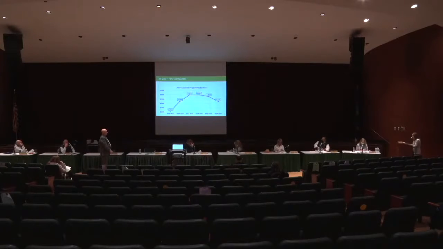This allowable levy growth over the past few years has been, well, this is what it's been. It was the lowest in 2016-17, and now we hit the 2% a couple of years in a row, and now we're coming down again. It's the second lowest since 2016-17.